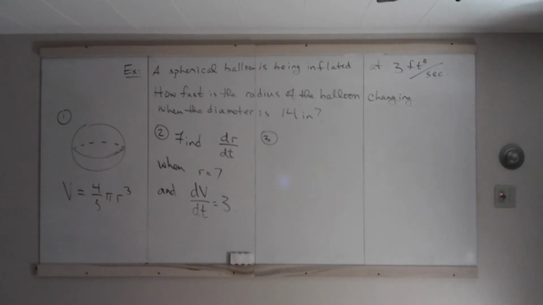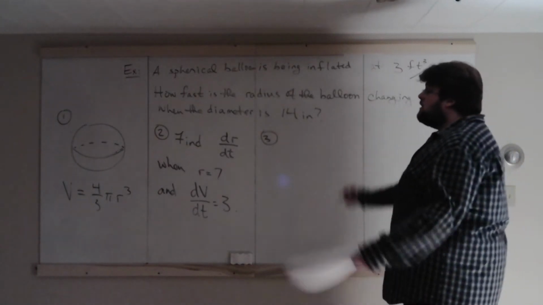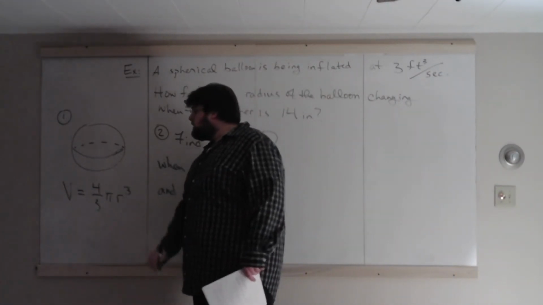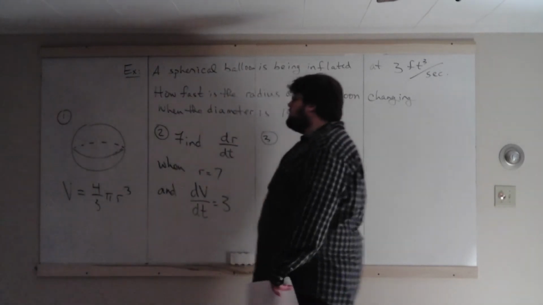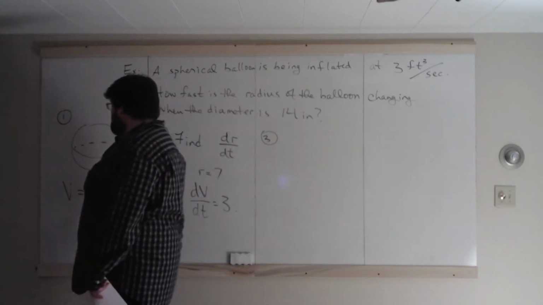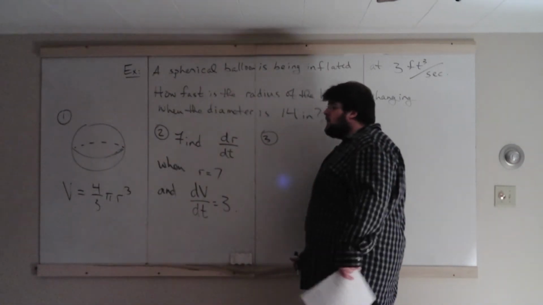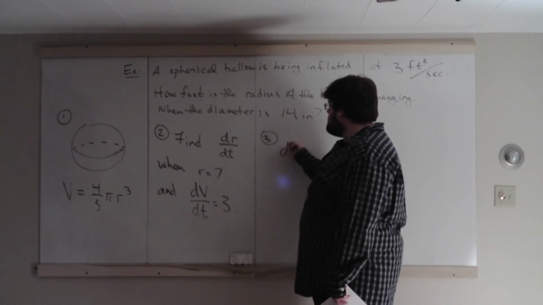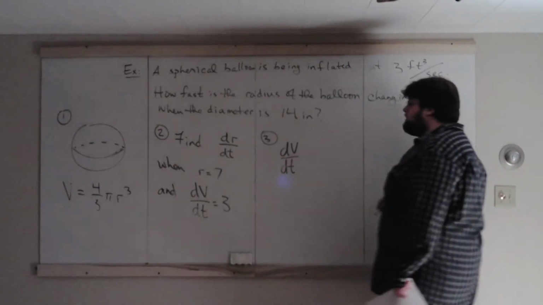the radius is 7. So we have a balloon that's inflated. The radius is changing, the volume is changing. Well, now we just need to differentiate with respect to time. Remember, the volume and the radius are functions of time. So on the left side, the derivative of V is 1, but with respect to time, you need to use the chain rule. So it's 1 times dV/dt on the left side.